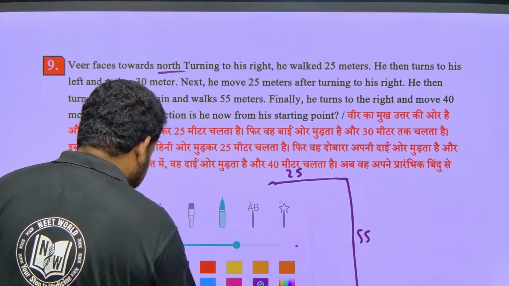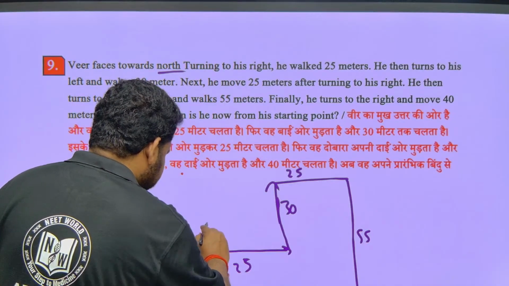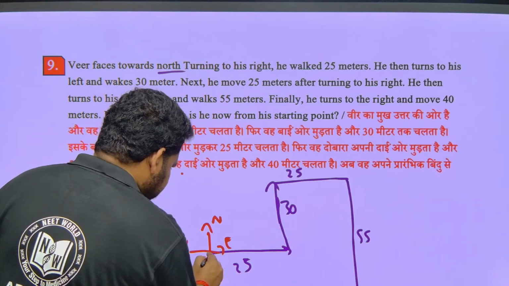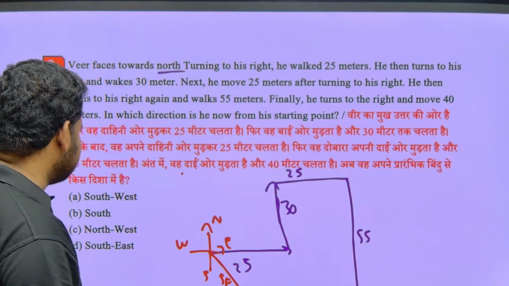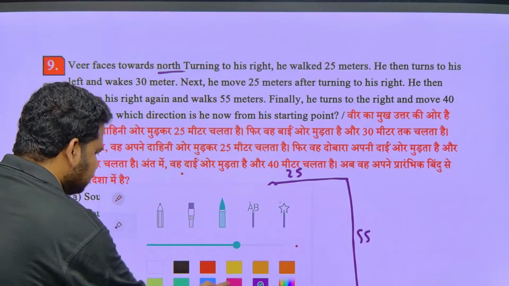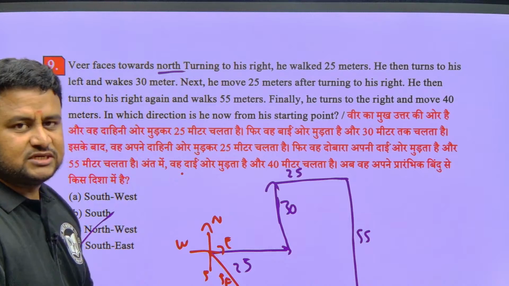Let us use this point as the reference point. This is north, this is east, this is west, this is south. This point is nothing but southeast. So from the starting point, he is in which direction? He is in the southeast direction. Clear? He is in the southeast direction.